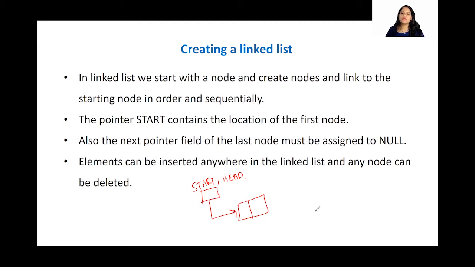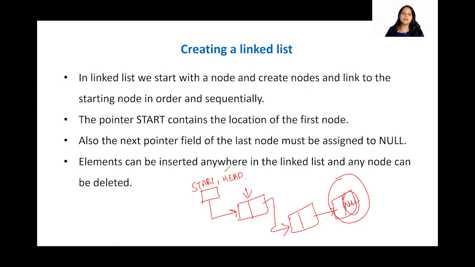That means we are going to go on creating the nodes and we are going to link them, okay, one by one. And then the pointer start contains the location of the first node, isn't it? So this always contains the address of the first node. This is my first node and this is the one which contains the address of the first node. Next, the pointer field of the last node must be assigned null. Which one is that? Always the last node has to have a value null in its pointer field.